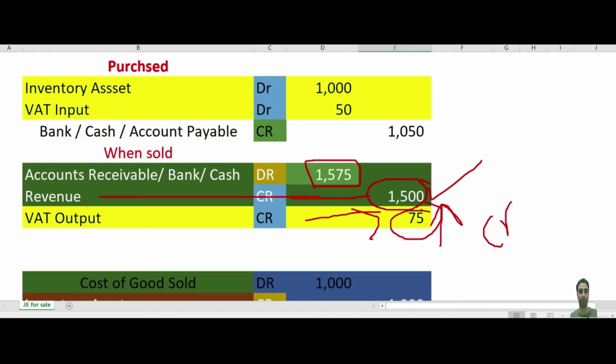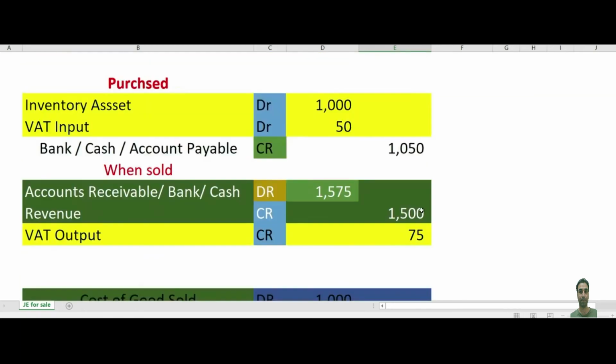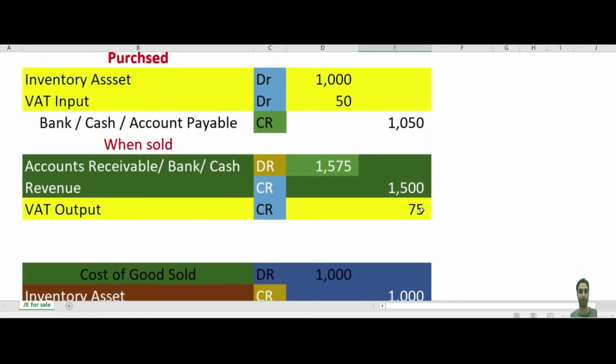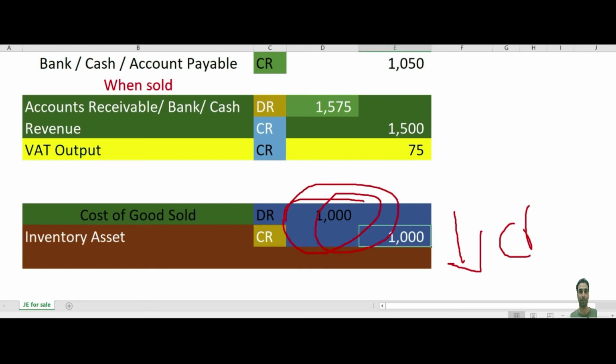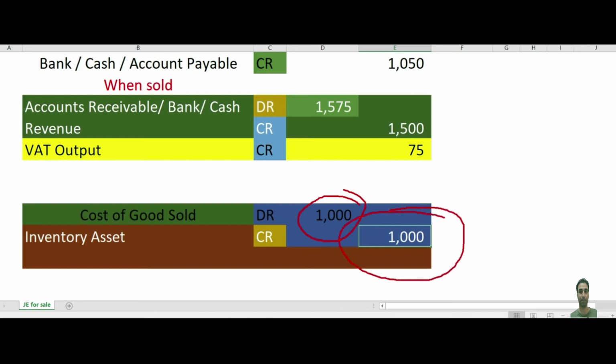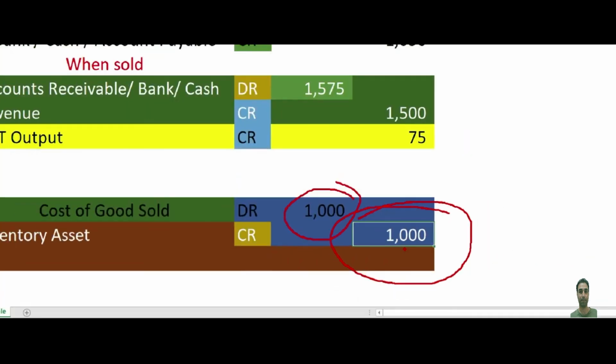Okay, and similarly you have to transfer this amount to cost of goods sold, the amount of inventory. So this 1000 you will transfer to cost of goods sold because this has been removed, or it has gone from your inventory asset. So your inventory asset has been reduced with this cost value. So what will happen? Your inventory asset will be reduced, so it is credit. And what will be the debit? Cost of goods sold. Expense will be debit, so you will charge this to your PNL. So this entry will also be done. So these are the journal entries for sale and purchase with VAT and without VAT.